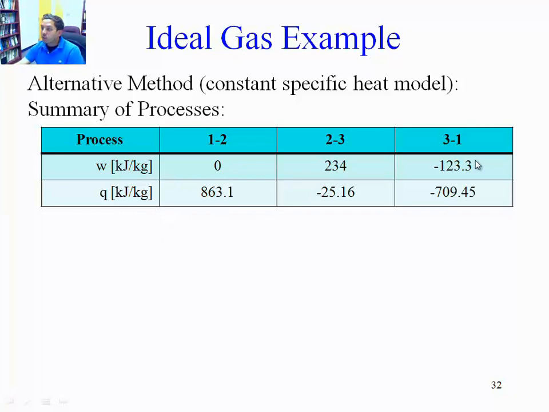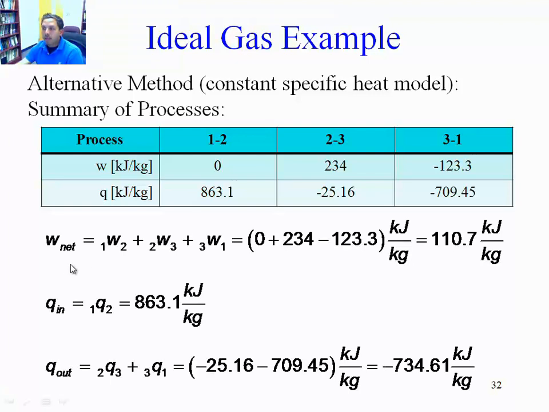Now the works are the same on processes 1-2, 2-3, and 3-1. One positive, one negative, and one zero. And the heat: positive heat from 1 to 2, waste heat from 2 to 3, and waste heat from 3 to 1. That leads to the calculations again of the net amount of work. The sum of the works is the same, 110.7 kilojoules per kilogram. The amount of heat put into the system is 863.1 kilojoules per kilogram.